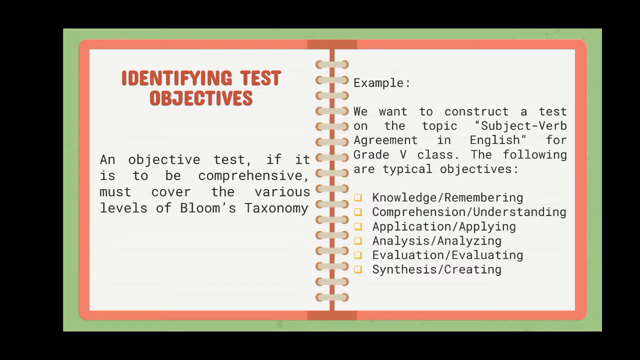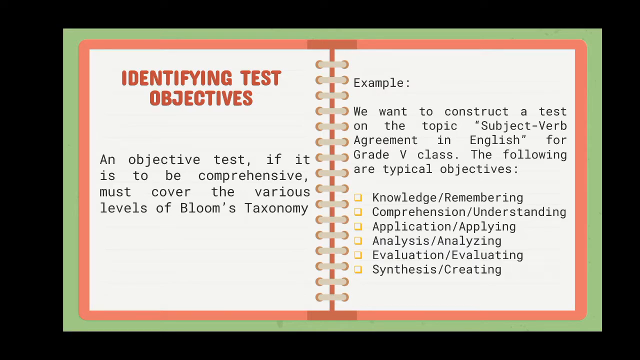First is knowledge or remembering. The students here must be able to identify the subject and the verb in a given sentence. Next is comprehension or understanding. The student must be able to determine the appropriate form of a verb to be used given the subject of a sentence. Next is application or applying. The students must be able to write sentences observing rules on subject-verb agreement.